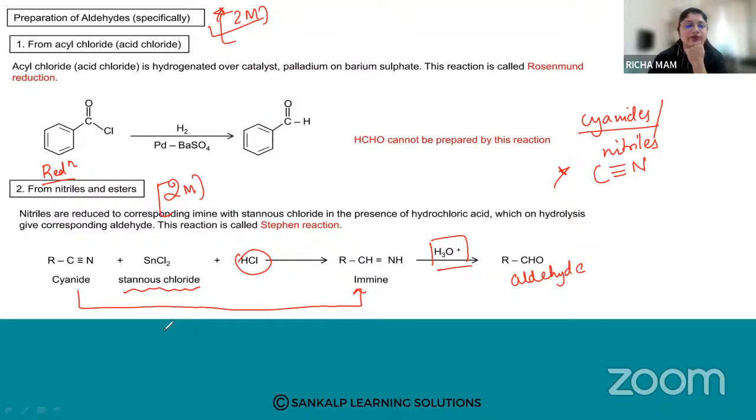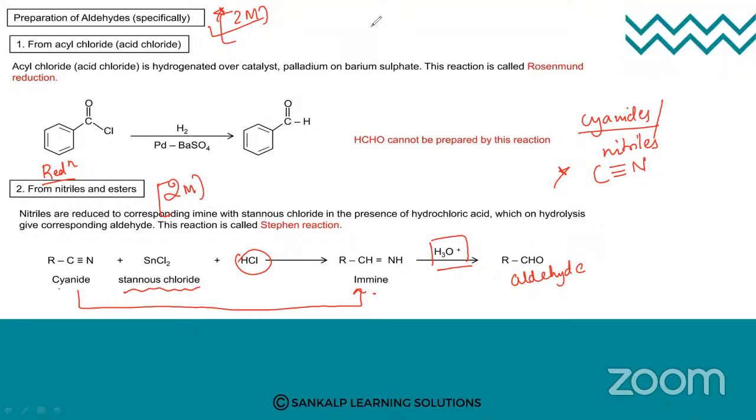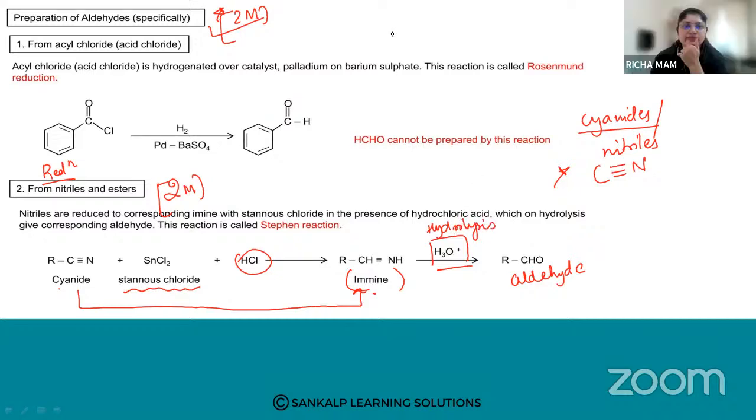Got it? So what are we doing? We are taking cyanides and converting cyanide into imine by reacting it with stannous chloride, in the presence of hydrochloric acid, to give you the corresponding imines. This imine will further undergo hydrolysis to give you aldehyde.